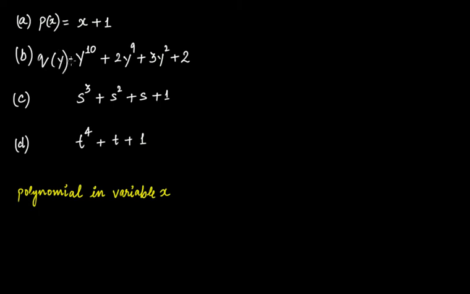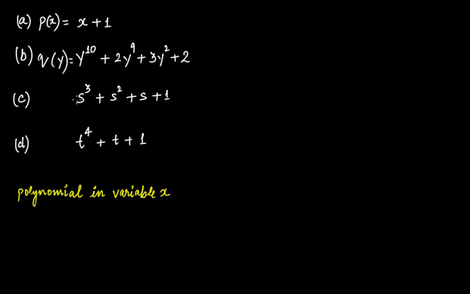Let's denote this one by q(y). This polynomial has been denoted by q(y). Now you can use any letter here. It can be s, it can be t, whatever. This tells you that this polynomial is in variable y, right? Again, this polynomial is also in one variable, because here you have only one variable, that is y.